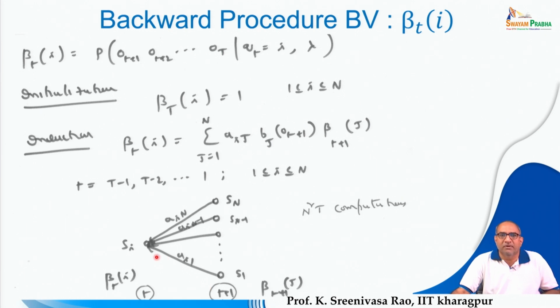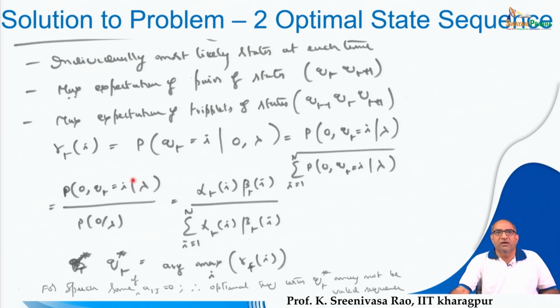So, it means that from here the system is in state i, and the observation sequence is available from O t plus 1, O t plus 2, up to O capital T. That way, you can write the probability of the observation sequence at time t being in state i as alpha t of i multiplied by beta t of i, and the denominator is nothing but P of O given lambda. It means there is no restriction, i can be any one of the states. So, it is the summation over i equals 1 to n of alpha t of i, beta t of i.